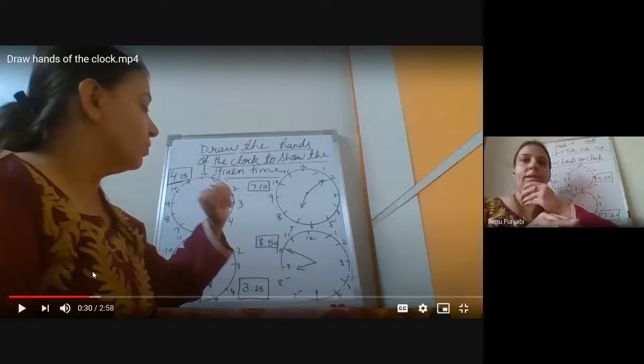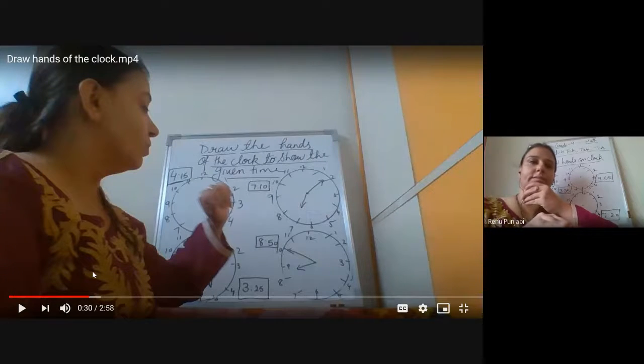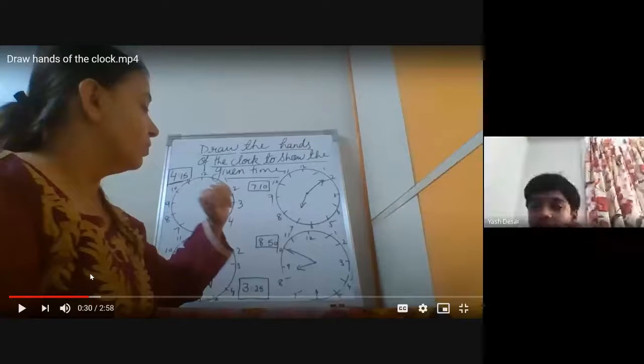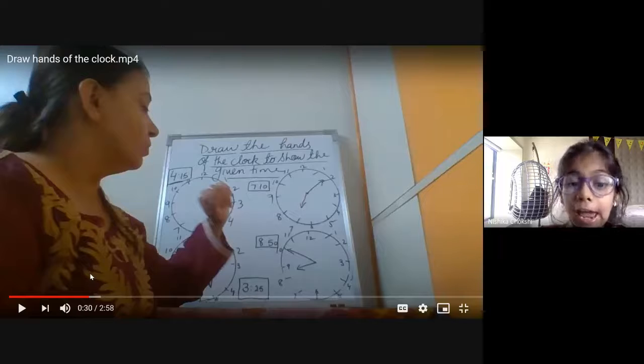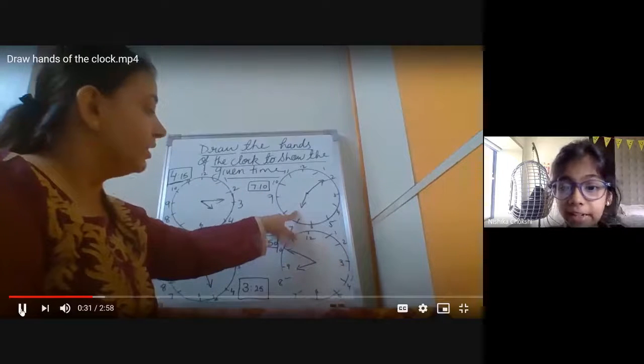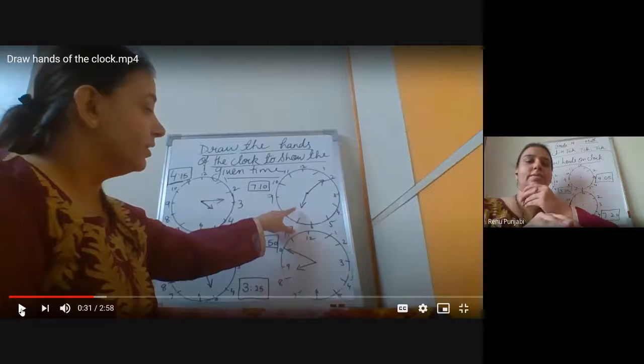Yes, ma'am. Tell me, where will be the short hand? Ma'am, in 7:10, the small hand will be on 7 and the big hand will be on 2. Yes. Why 2, Nishika? Ma'am, because in the 5 table, 5 2s are 10. Yes, very good.